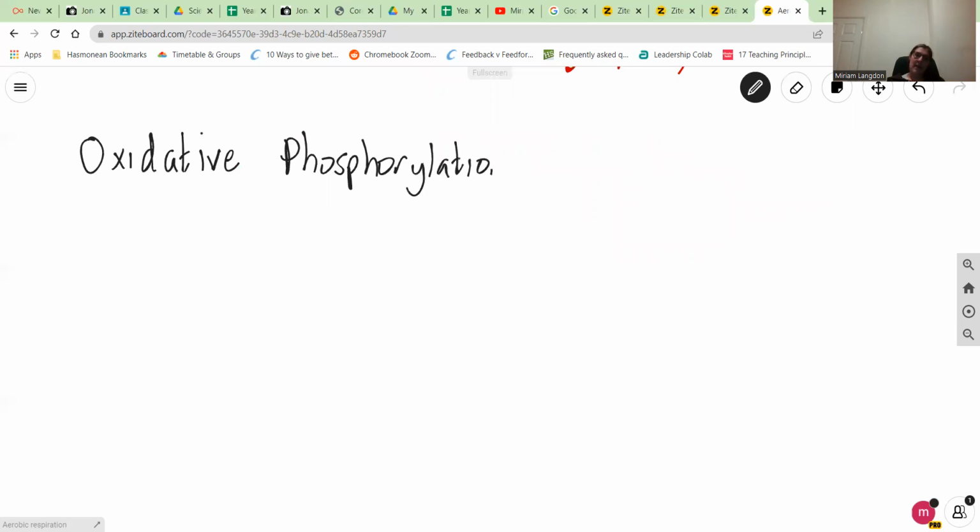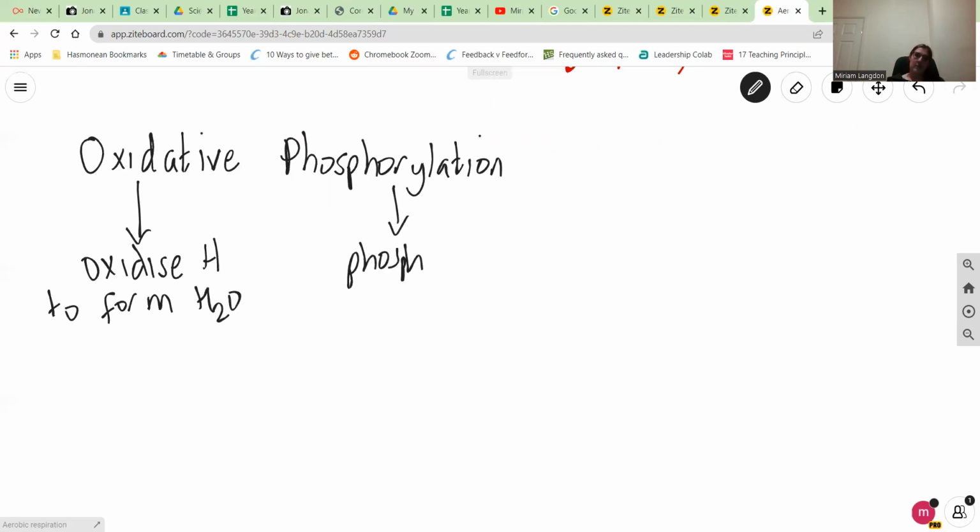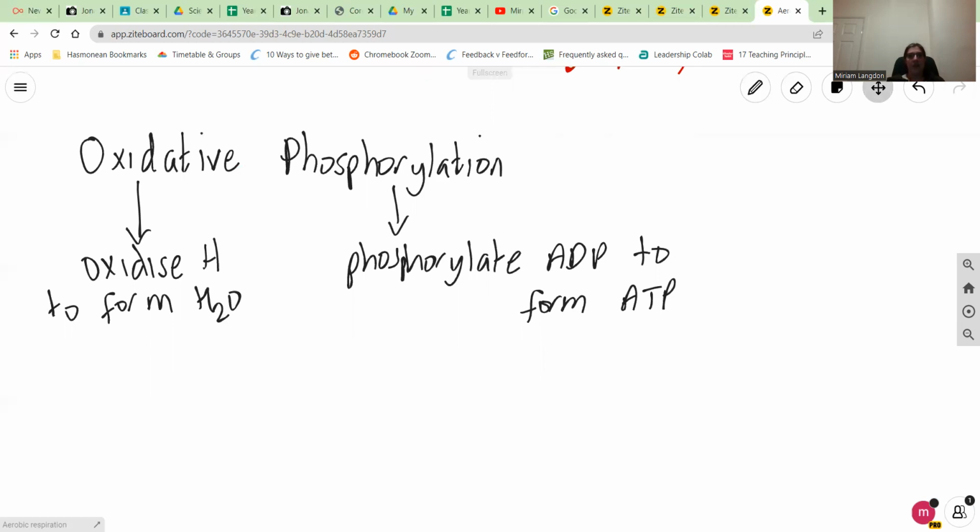Now, the first step to ask is, why is it called oxidative phosphorylation? You are going to oxidize hydrogen to form water, and you are going to phosphorylate ADP to form ATP.